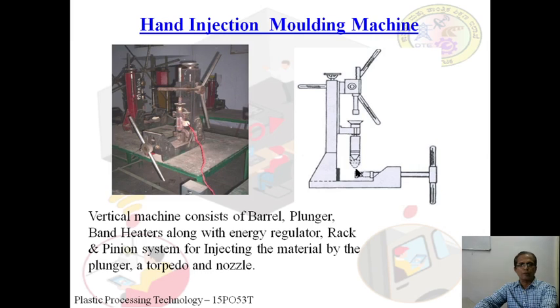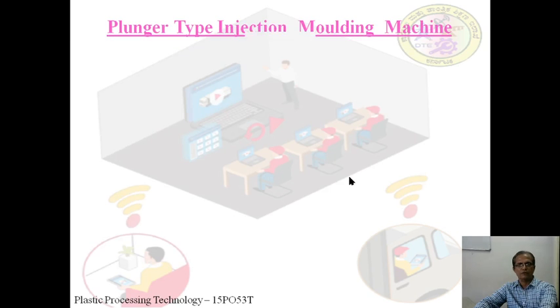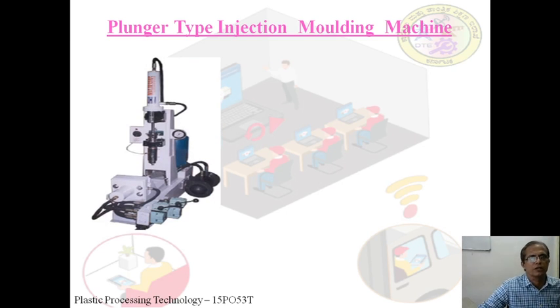There is a small opening at the exit end of the barrel, and here there is a torpedo. Torpedo is nothing but a metallic object. It is fitted at this end so that the material has some restriction to flow at the pressure, so that even unmelted material can be melted by means of that arrangement. Now let us discuss the plunger type of injection molding machine.